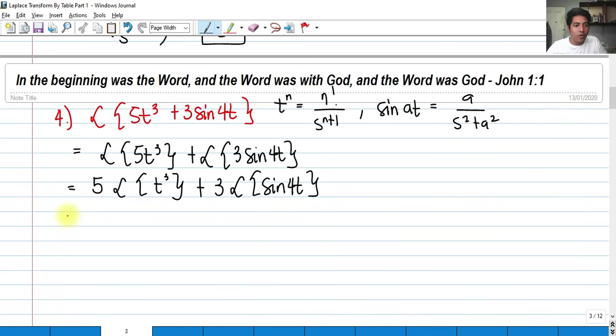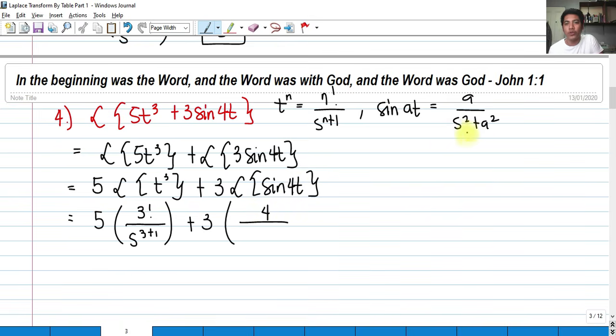So let's try to evaluate. We have 5 times the Laplace transform of t cubed, where our n is 3. So we have 3 factorial over s raised to 3 plus 1. Plus 3 times the Laplace transform of sine 4t, wherein our value of a is 4. So we copy that on our numerator as per our formula, over s squared plus 4 squared, because that's a squared.